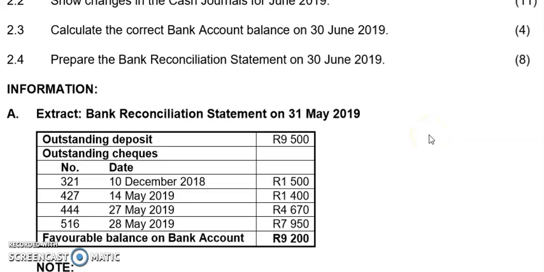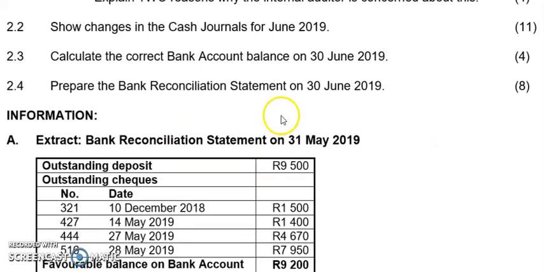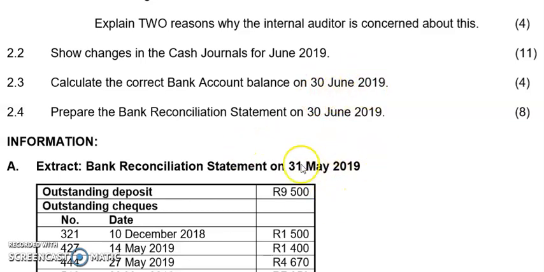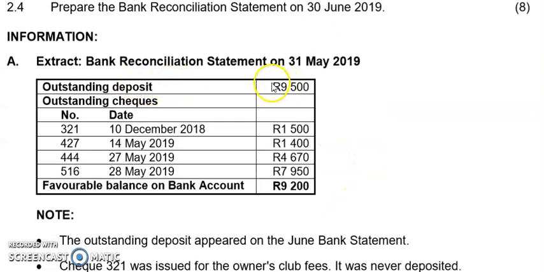Alright guys, so as promised, I'm going to do an example of a bank recon. The first thing we do when we do a bank recon is check the previous month's. They're asking us to do the recon for June, so the previous month is 31st May. I'm going to check if these outstanding deposits cleared, and these checks.